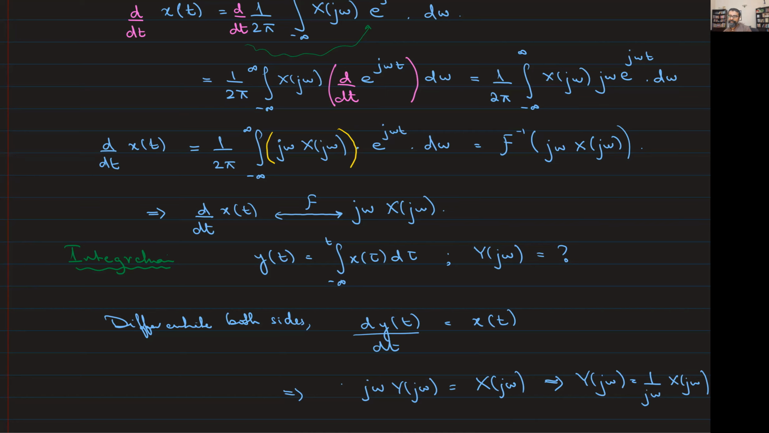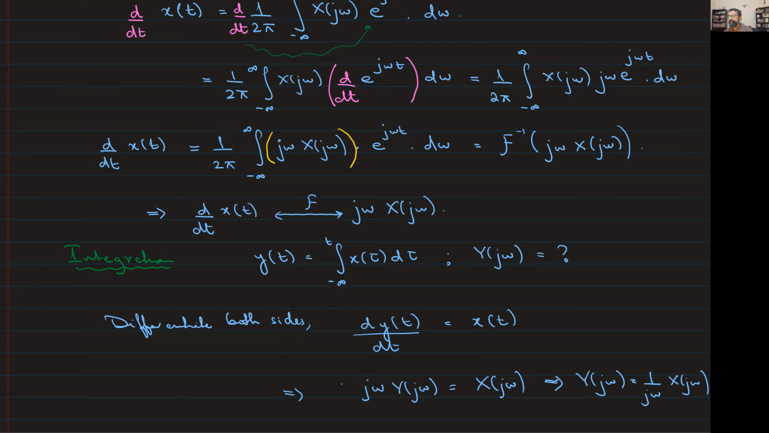Now, this result turns out is not entirely correct. There's a small bit of a nuance here that we're missing. Can anybody guess what that nuance is? When omega is 0. Excellent.